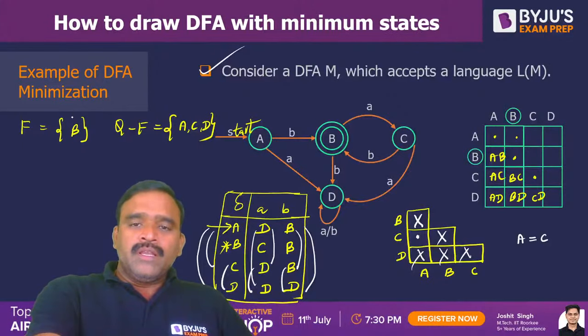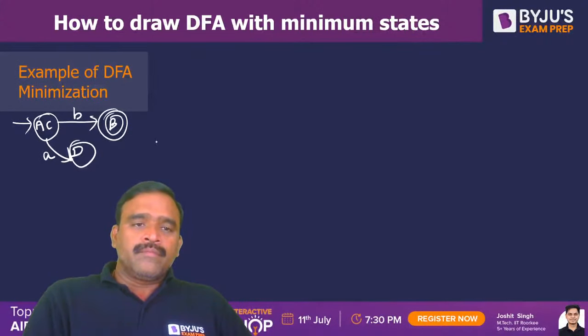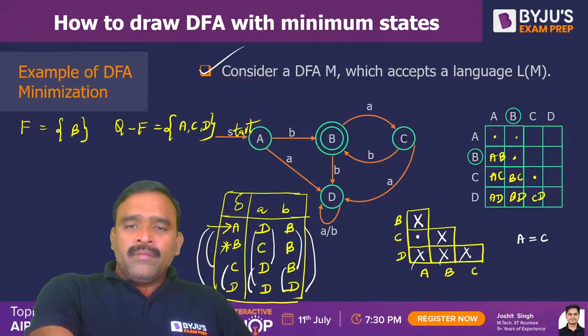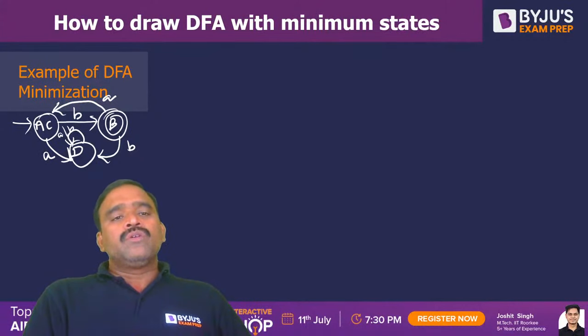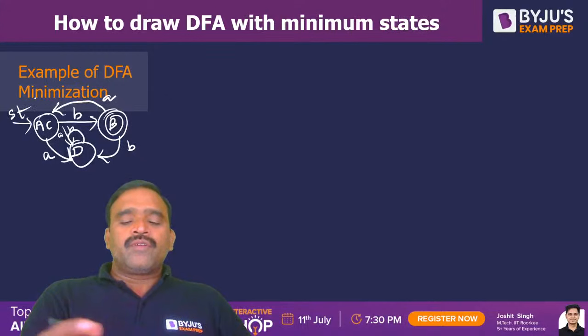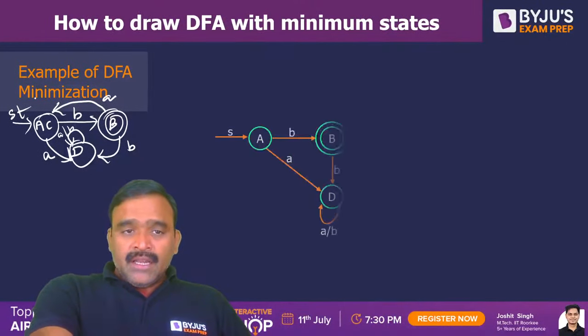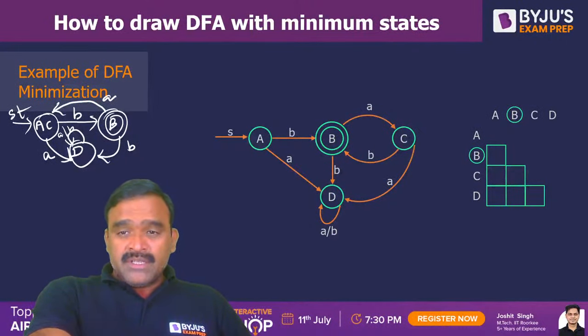And what about B on A? B on A, it is C. And B on B, it is D. And D on either A or B is D, like this. So it has been minimized from 4 states to 3 states. And we can also check whether further minimization is possible or not.